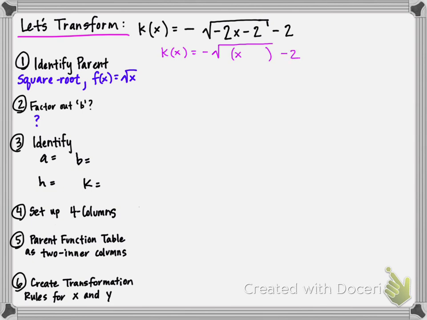So let's look at it. What would have to go there to make that say negative 2x? Well, don't you agree that's negative 2? Well, factor negative 2 from negative 2, and don't you agree that's positive 1? Okay, so from there, let's identify A, B, H, and K. A, negative 1. B, negative 2. H, negative 1. K, negative 2. Let's set up our 4 columns.